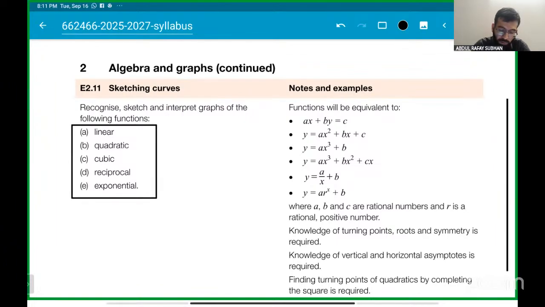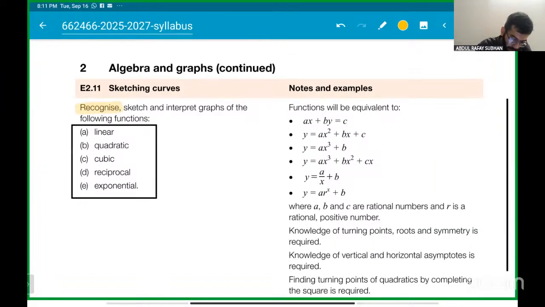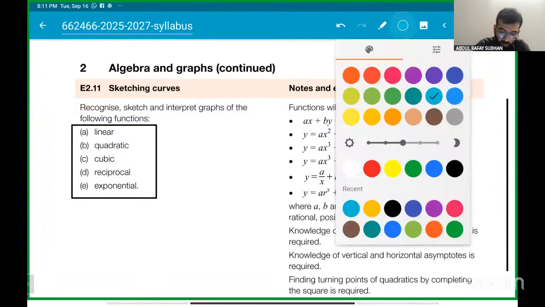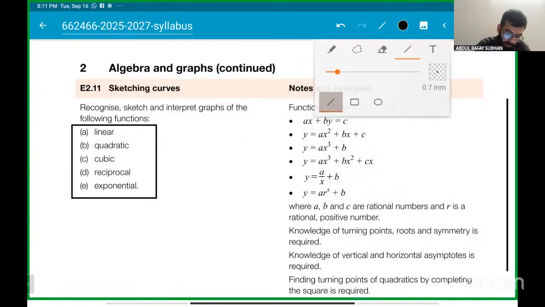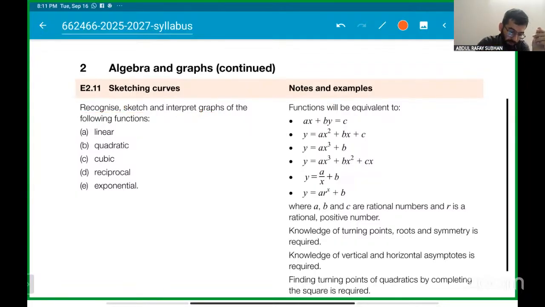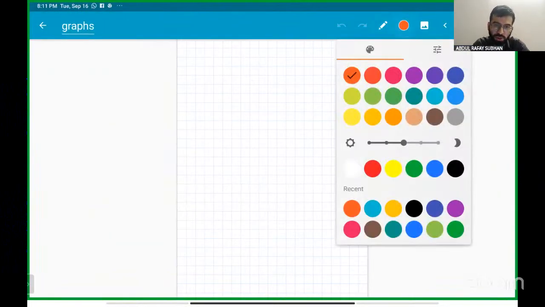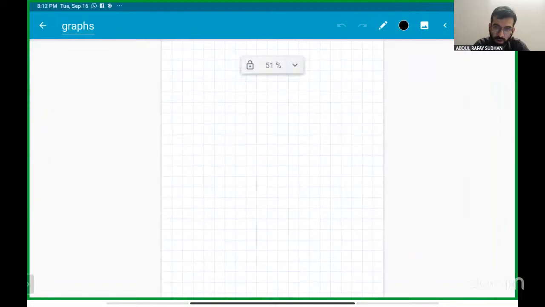The students should be able to recognize, sketch, and interpret. So these are three different things that we have to work on, students: students should be able to recognize, sketch, and interpret the graphs of the following functions, which are linear, quadratic, cubic, reciprocal, and exponential. First up is how you judge them, how you understand which one is linear, which one is cubic, which one is reciprocal.